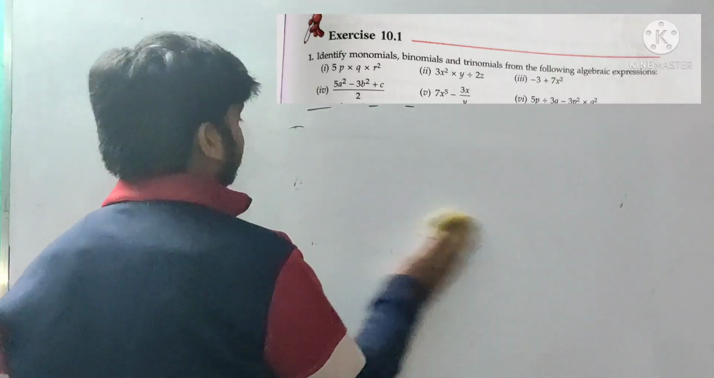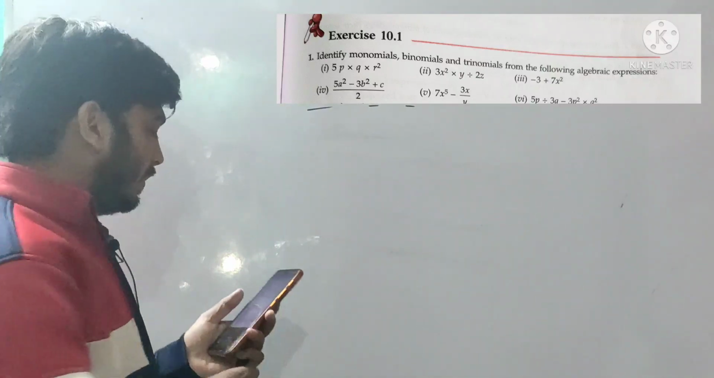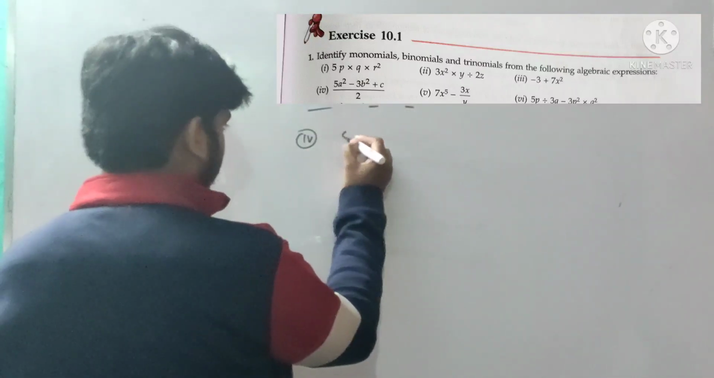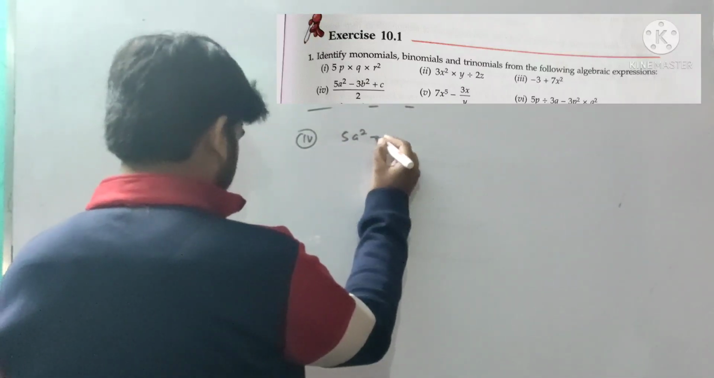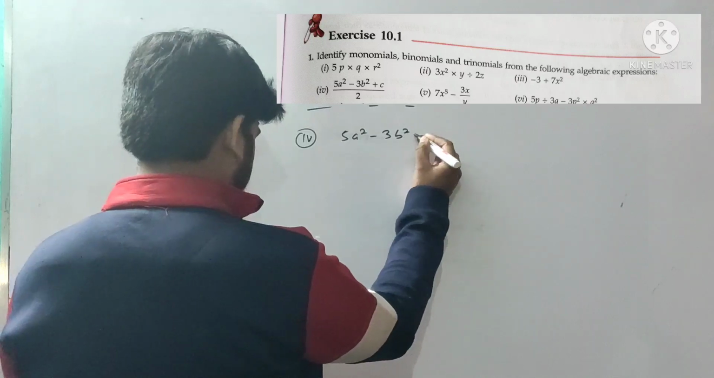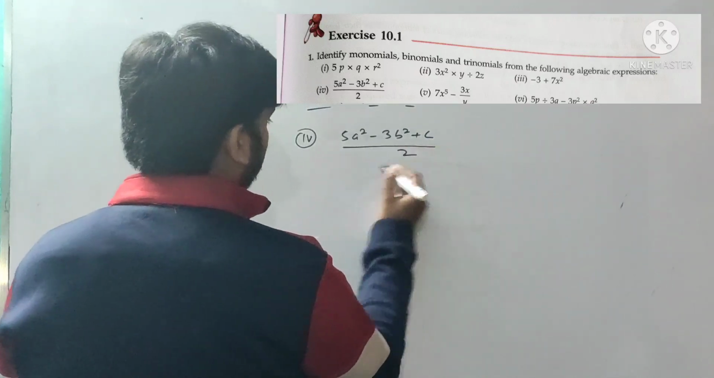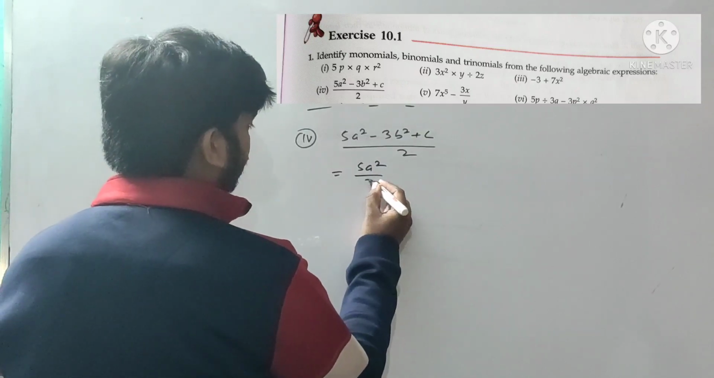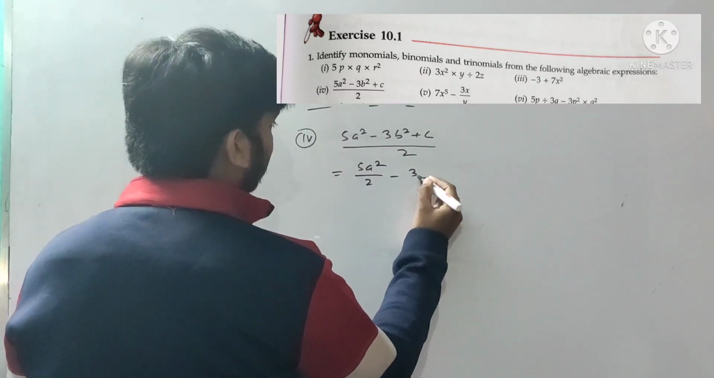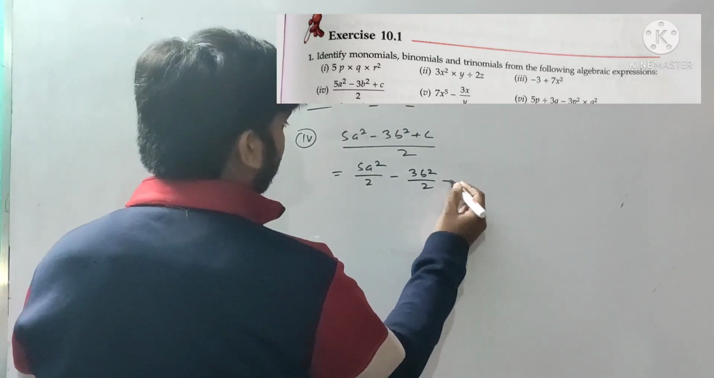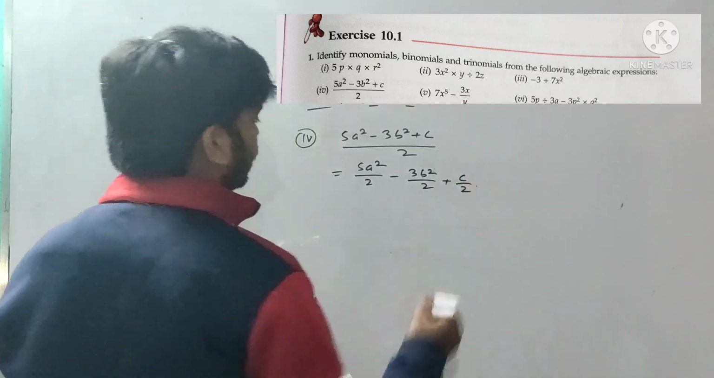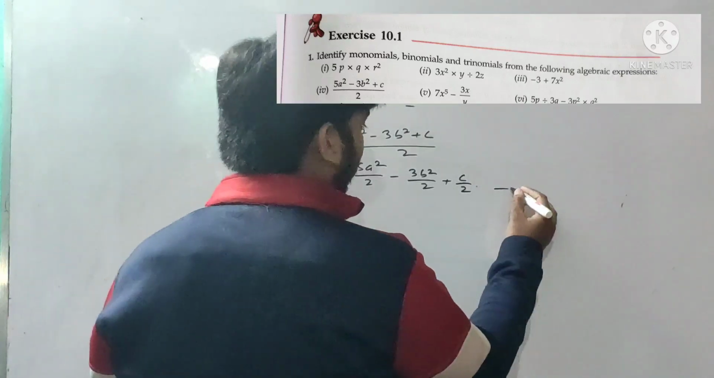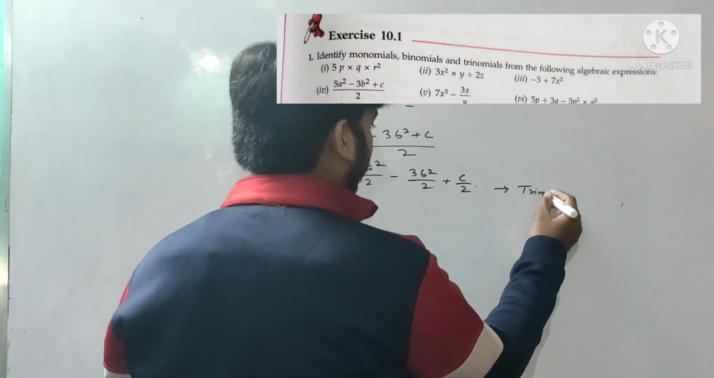So here question number 4, first of all, that is 5a square minus 3b square plus c upon 2. So separately we can write here 5a square upon 2 minus 3b square upon 2 plus c by 2. So we are able to see here that it will be a trinomial. That will be a trinomial.